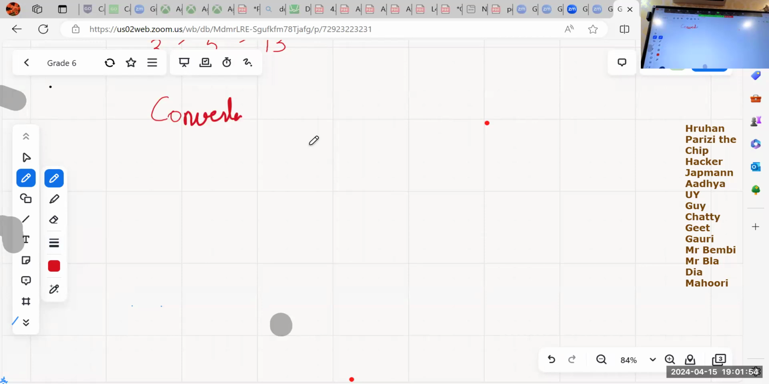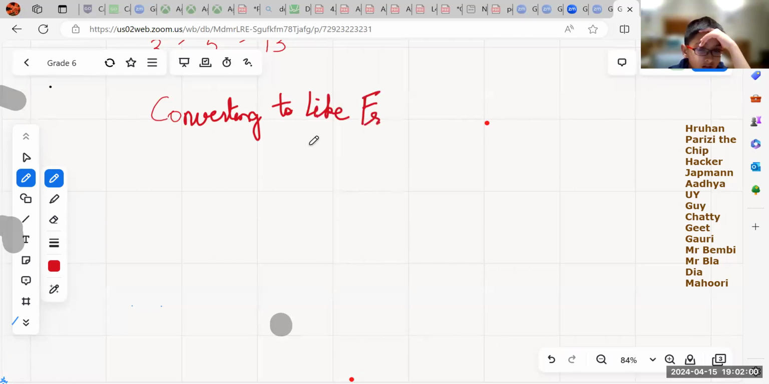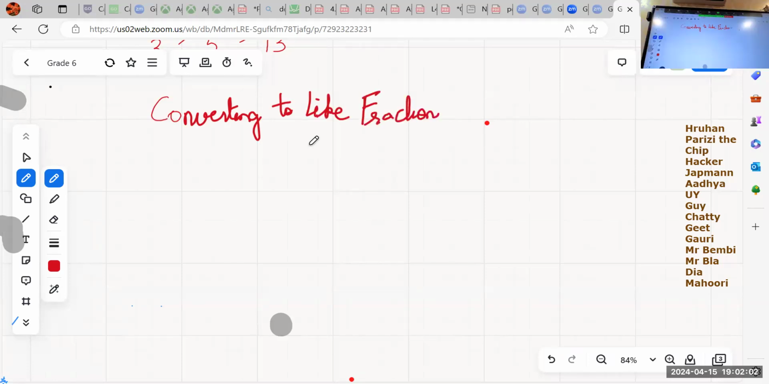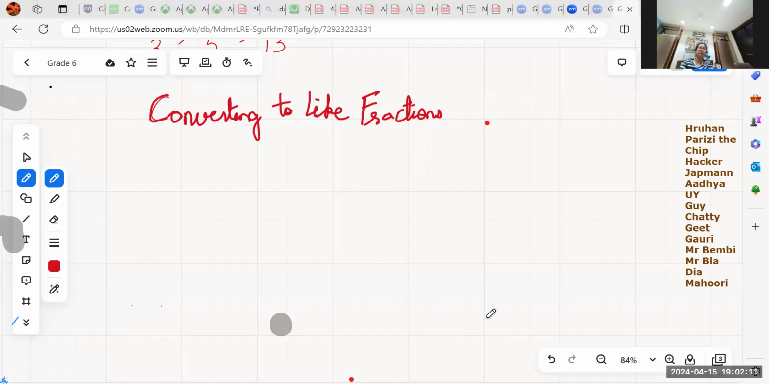So now, one method is converting to like fractions. This method everyone knows, yes or no? Yes, sir. Everyone knows this. Is there anyone who doesn't know this method? कोई है guys जिसे नहीं आता हो ये method?